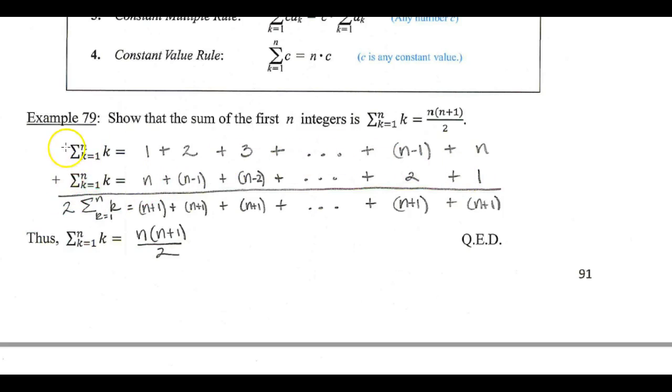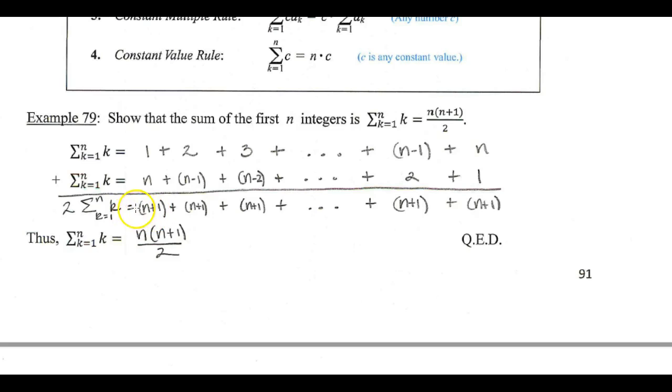But notice now, if I add these two together, it gives me two of those guys. Two of the sum as k goes from 1 to n of k. And then look what happens when I add each term. Each term is n plus 1, right? n minus 1 plus 2 is n plus 1. n minus 2 plus 3 is n plus 1. The next one would be n plus 1. 2 plus n minus 1 is n plus 1. 1 plus n is n plus 1.